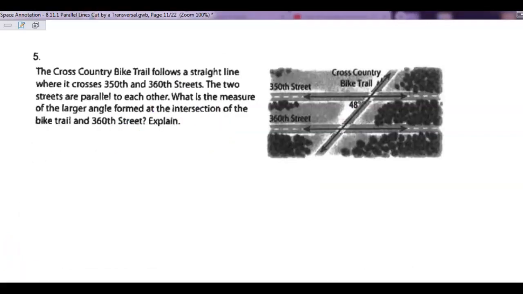Okay, try number 5. It says the cross-country bike trail follows a straight line where it crosses 350th Street and 360th Street. The 2 streets are parallel to each other. What is the measure of the larger angle formed by the intersection of the bike trail and 360th Street? And please explain.